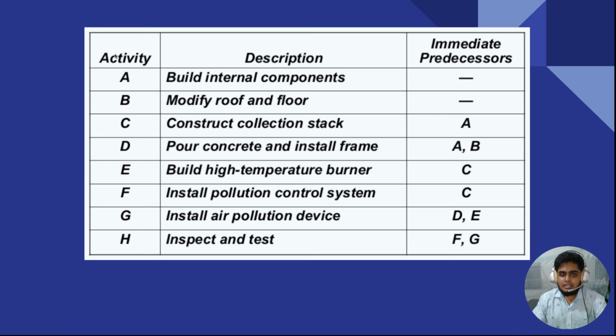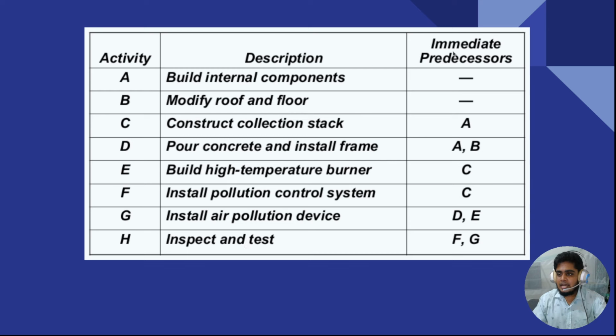There are some activities, A to H, and each activity has a description. For example, A means build internal components, B means modify roof and floor, C means construct collection stack, D means pour concrete and install frame, E means build high temperature burner, F means install pollution control system, G means install air pollution device, and finally H means inspect and test.